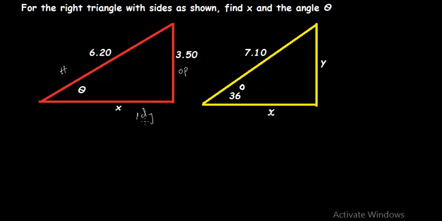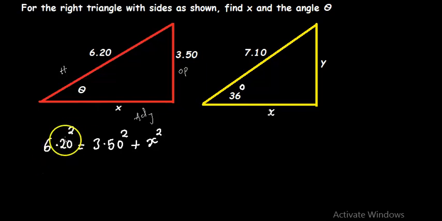In this case, in order for us to find the length of the adjacent side, we can simply use the Pythagoras theorem, which states that in a right angle triangle, the square of the length of the hypotenuse, which is the longest side, is equal to the sum of the squares of the lengths of the other two sides. Mathematically expressed, we have 6.20 to the power of 2 is equal to 3.50, which is the opposite side, to the power of 2, plus our adjacent side, which is x squared.